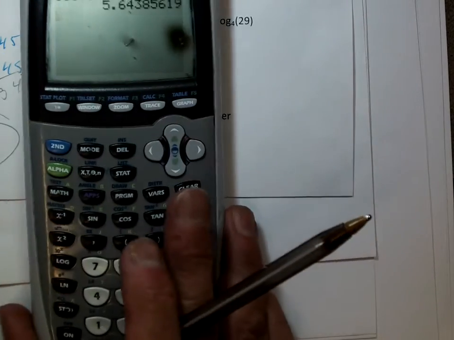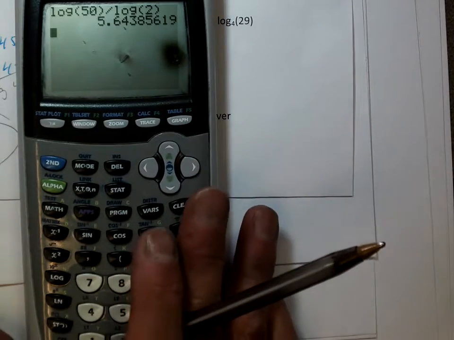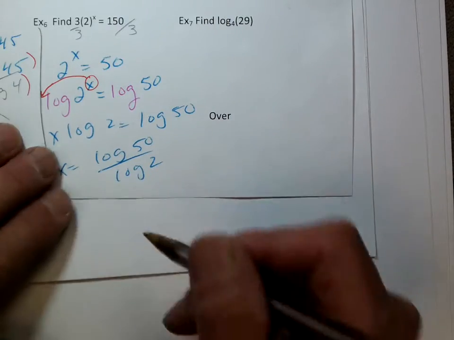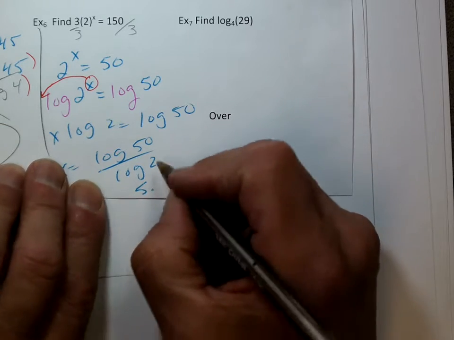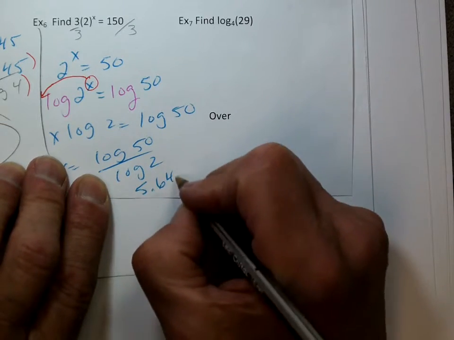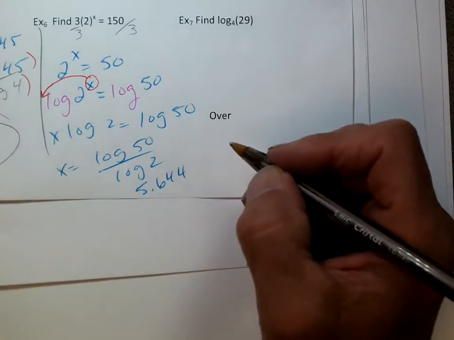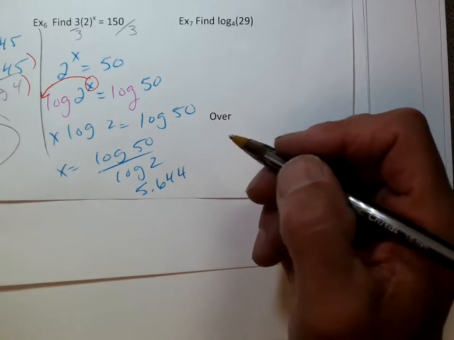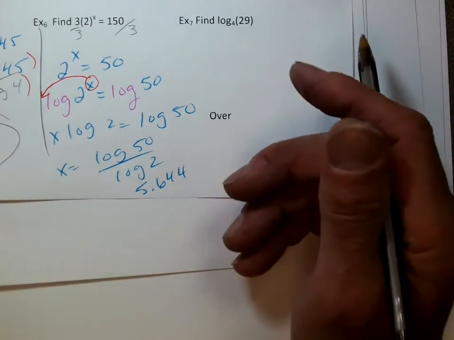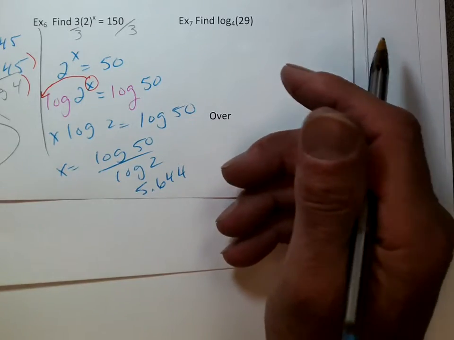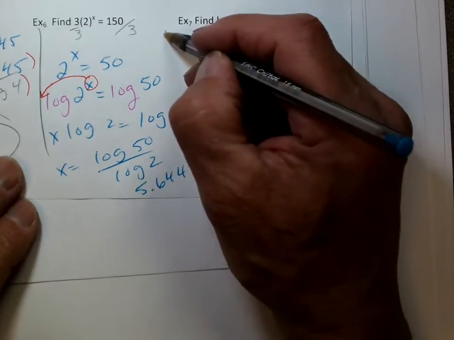And I can answer about 5.644. Okay, thumbs up. Isn't that a cool little trick? That's why we learn logarithms, is to get it out of the exponent. But you can't get it out of the exponent unless it's a logarithm, okay? All right, now, number 7.